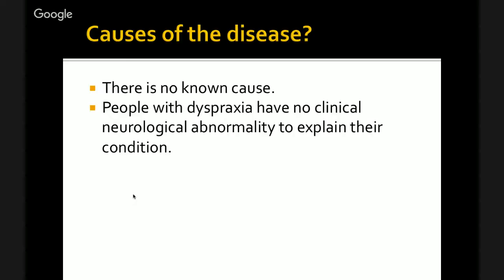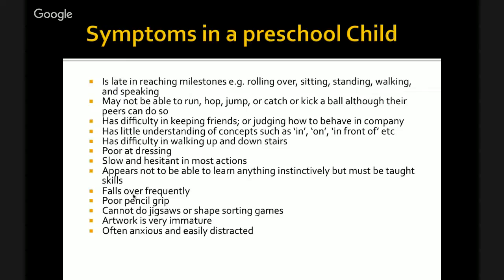Causes of the disease. There is no known cause. People with dyspraxia have no clinical neurological abnormality to explain their condition. Phys ed with dyspraxia.